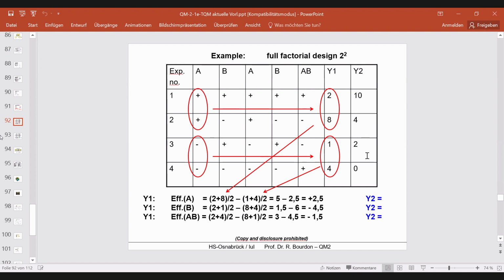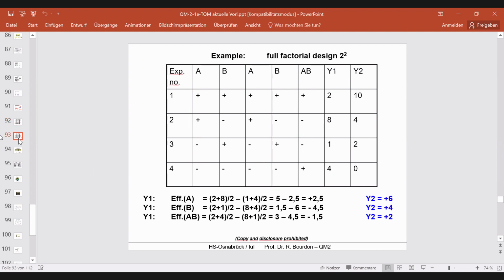And then you can do the same with another quality characteristic. Yes, here this is shown for the second quality characteristic. It's absolutely the same calculation. Again, I showed you this calculation on the simplest plan, the full factorial design 2^2, but it is exactly the same procedure if you are calculating the effects on a 2^3 or 2^4 or 2^5 experimental design. It's the same.